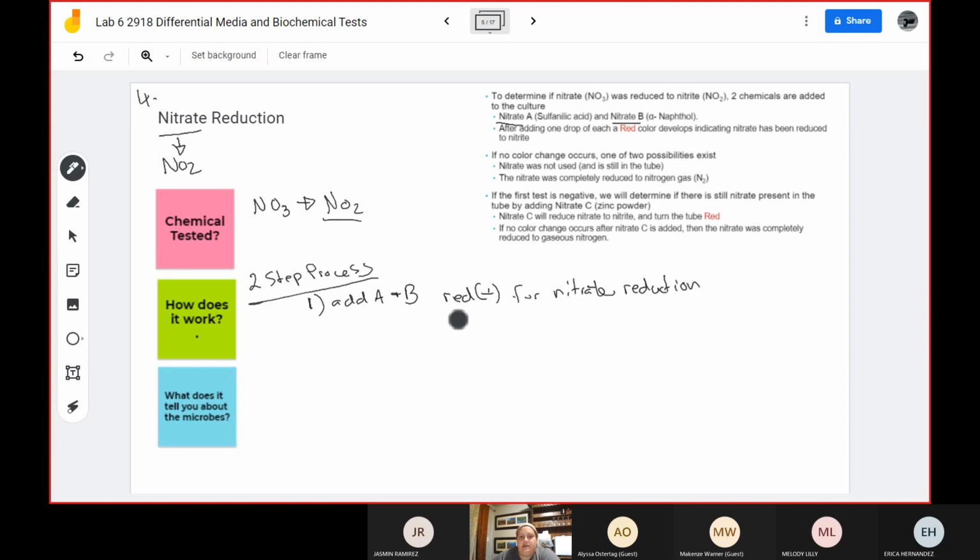However, if it is colorless, I believe, or no color, it does not necessarily mean you don't have nitrate reduction.